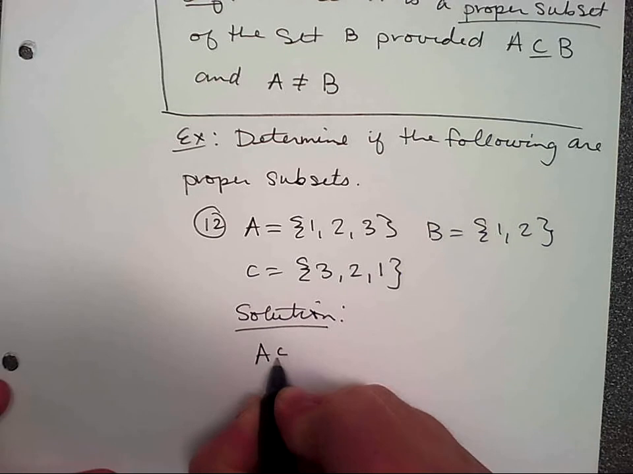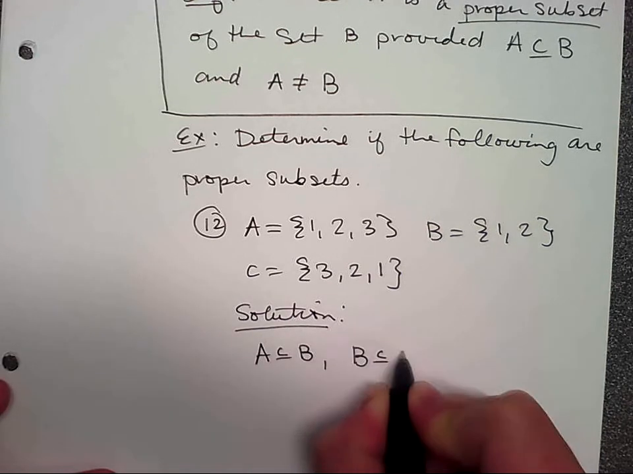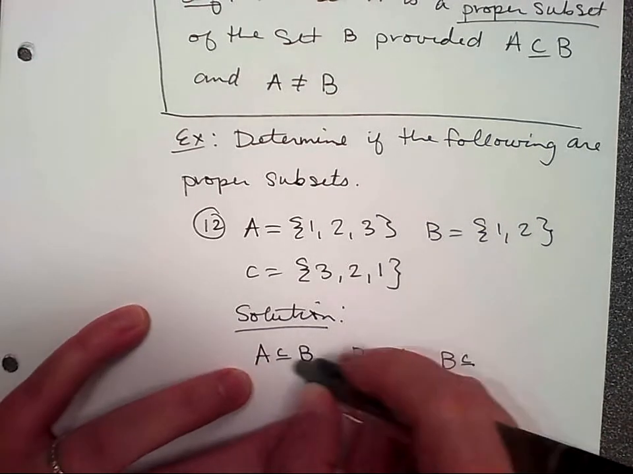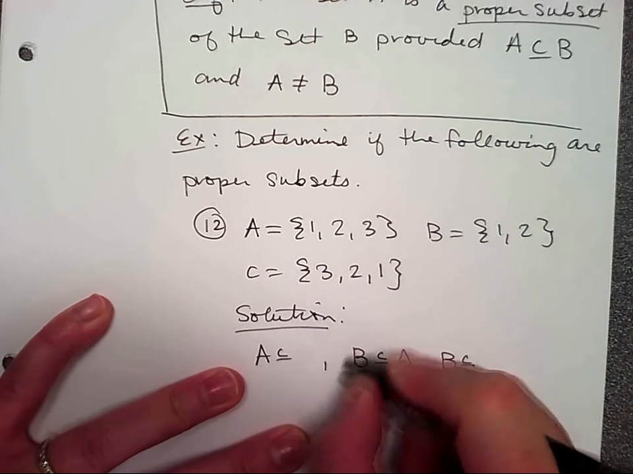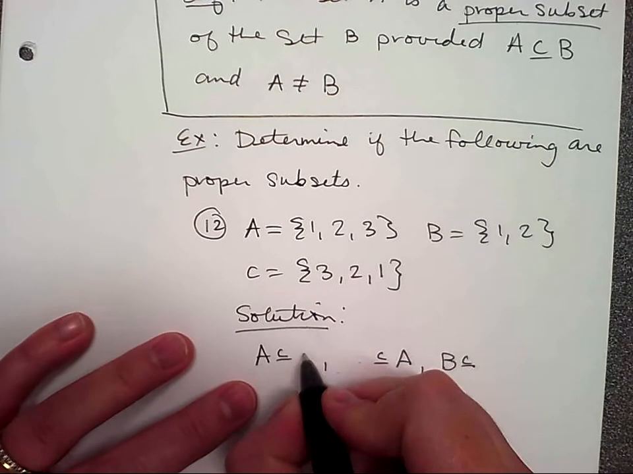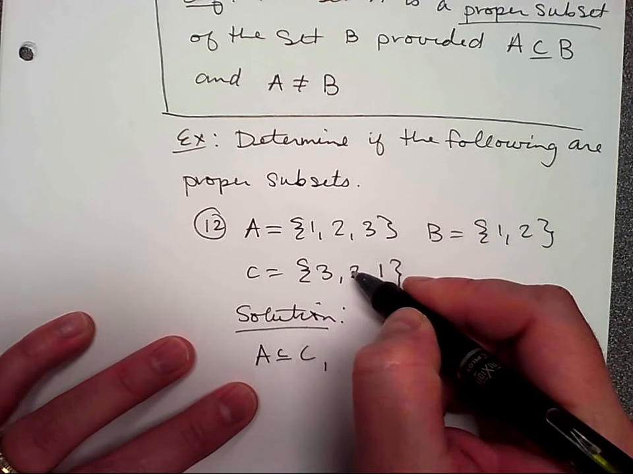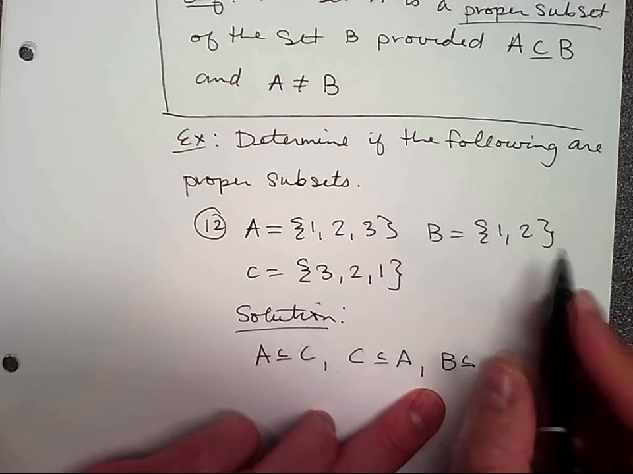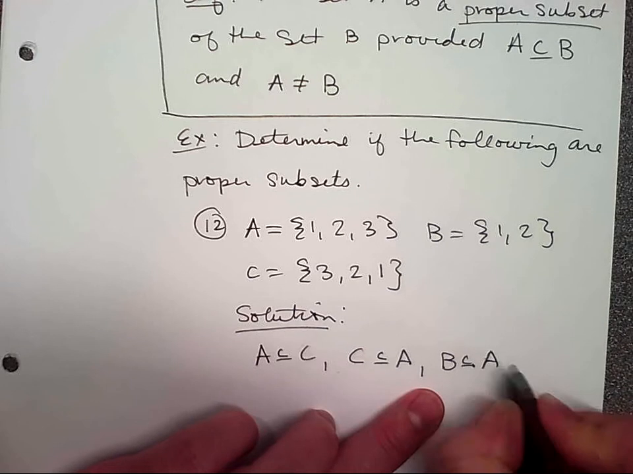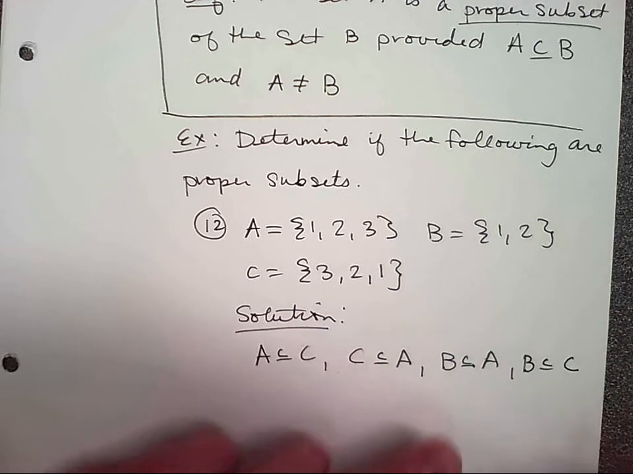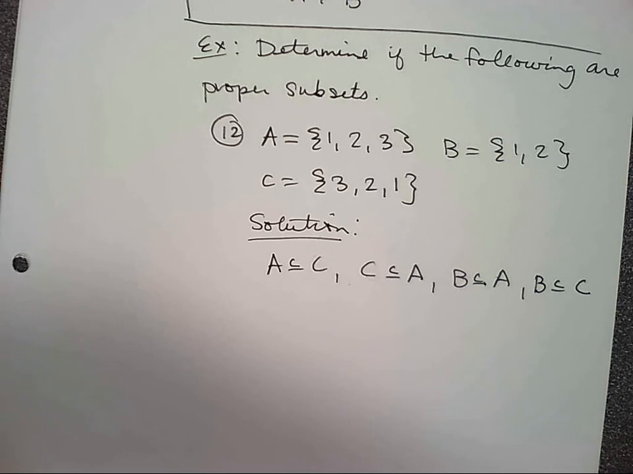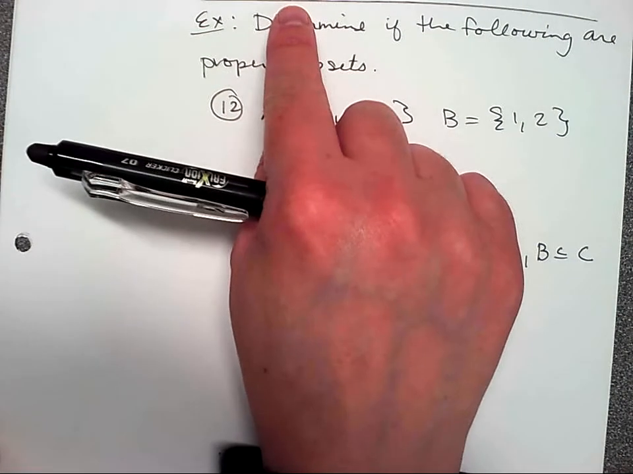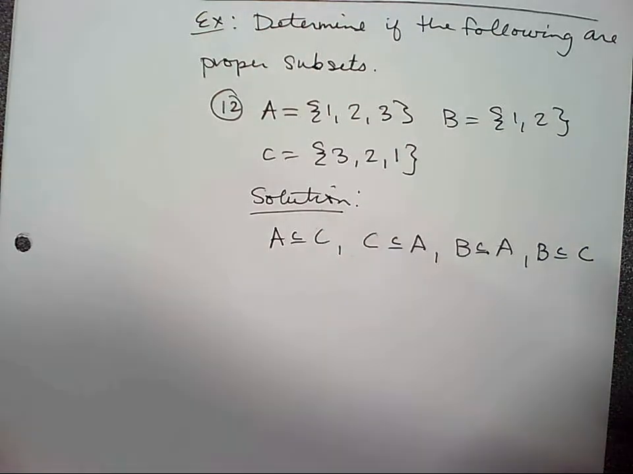Okay, so we said A is a subset of B, B is a subset of A, A is a subset of C. All of the elements of A are also elements of B. All of the elements of C are also in A. B is a subset. All of the elements of B are also in A. And all of the elements of B are also in C. So those are all of my subsets, right? So now I've written out all the subsets. Let's see if any of the sets are equal. If they are, then they're not proper subsets.